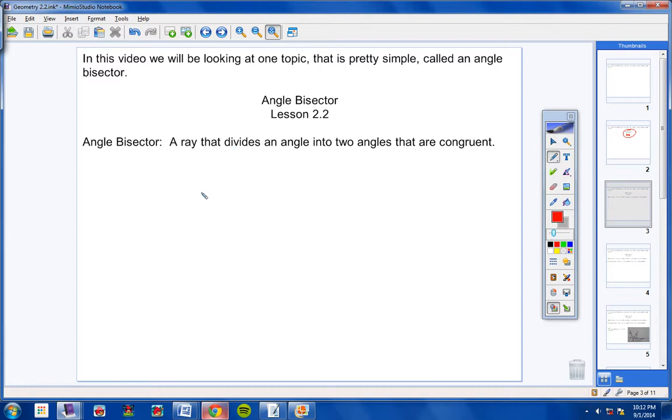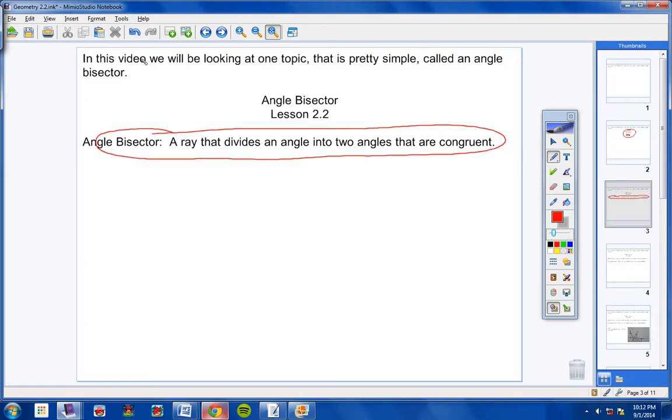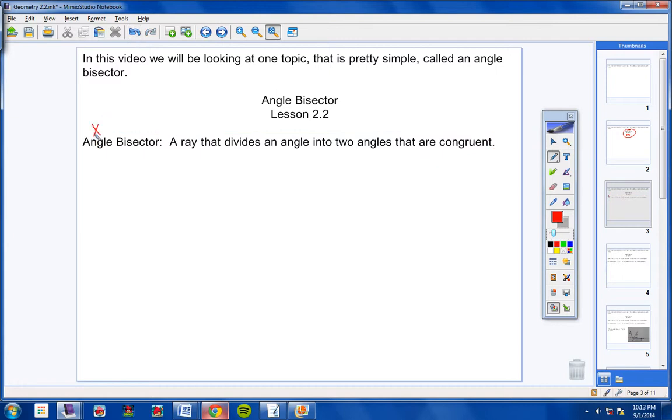Okay, let's start off by giving you a definition of what an angle bisector is. An angle bisector is a ray that divides an angle into two angles that are congruent. Please copy this definition into your notes. You need to have this in your notes. You're responsible for that.